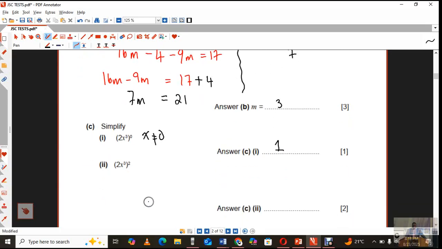For this next one, what you're going to do is distribute that square. And once you do it here, you have that 3, so you also have to multiply with that. So that is 4x to the power of 6.